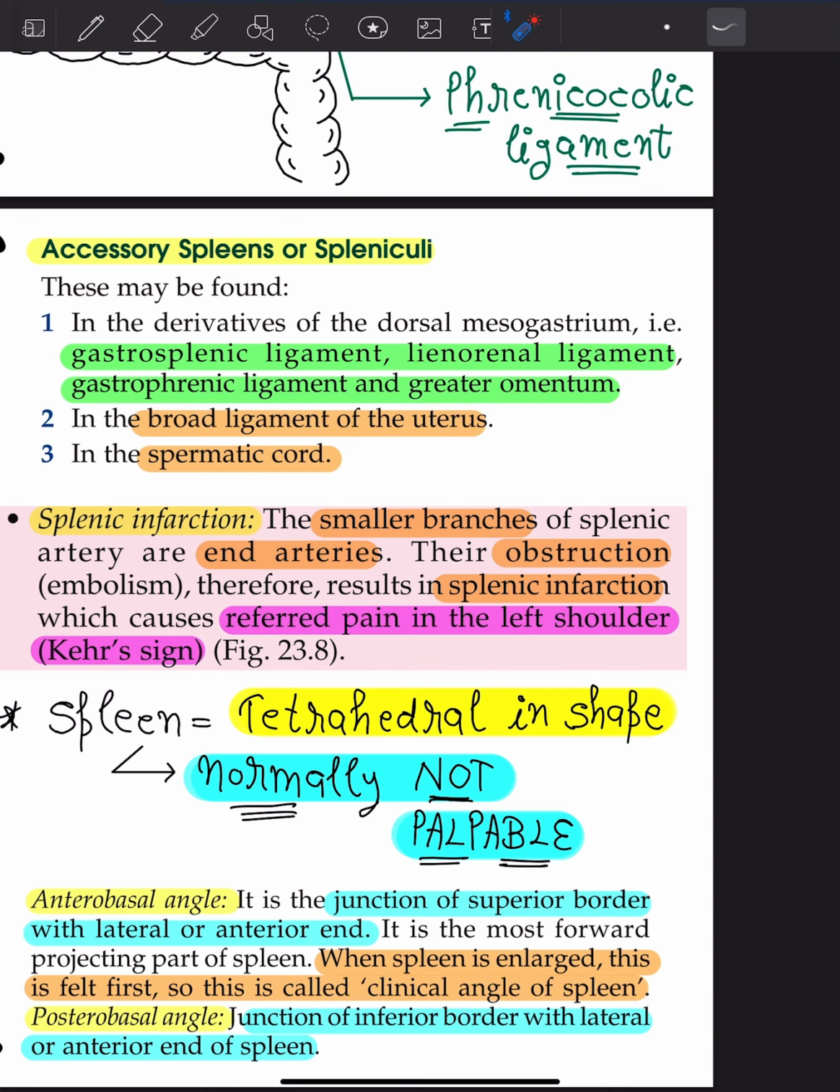It can also be found in the spermatic cord, but remember, in females it may be found in the broad ligament of the uterus. Please don't confuse it with the round ligament. Many students see, okay, it's the spermatic cord in males, so what will be in females? The round ligament, but no, it's the broad ligament of the uterus, remember.